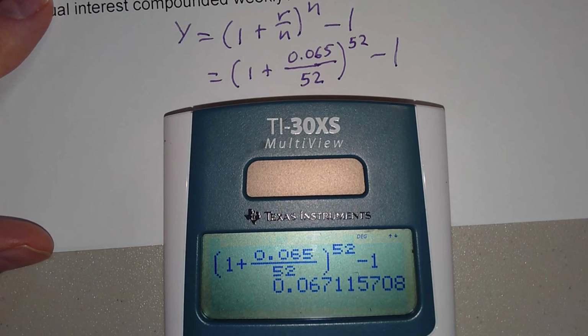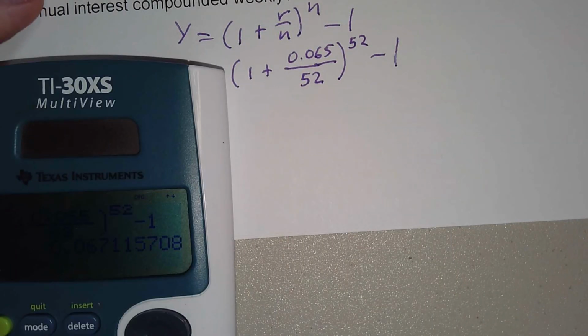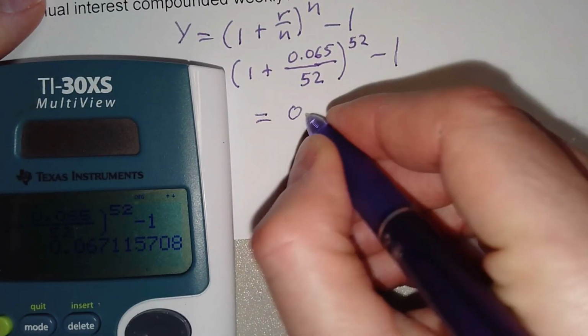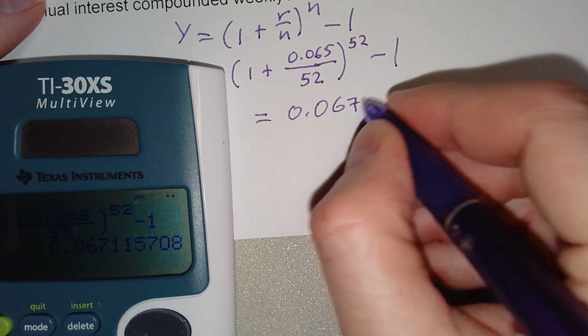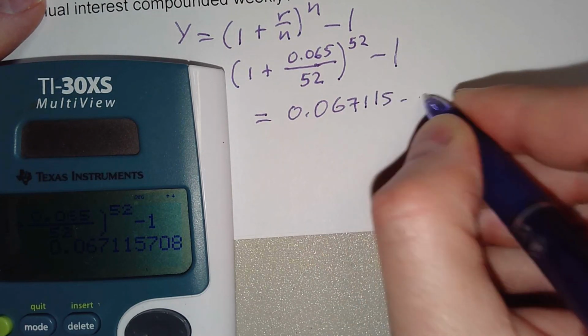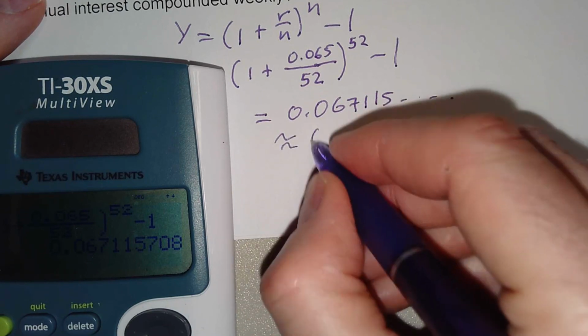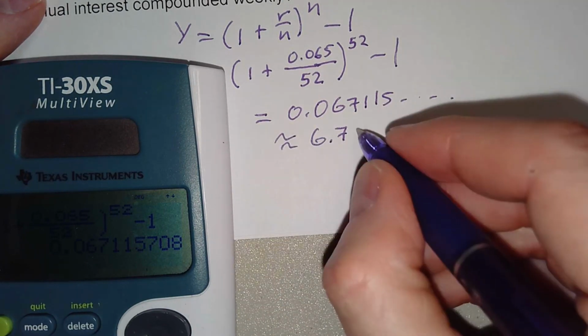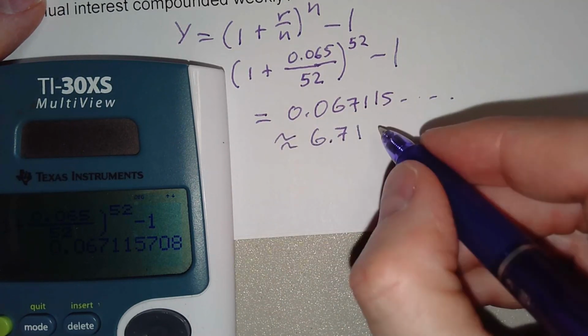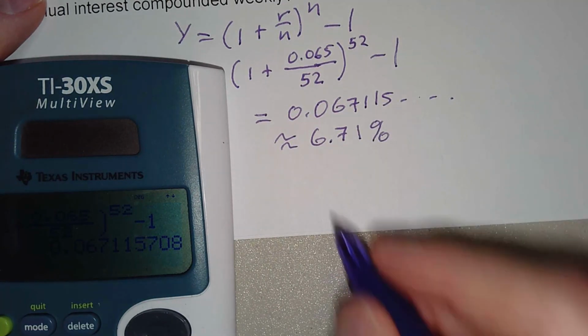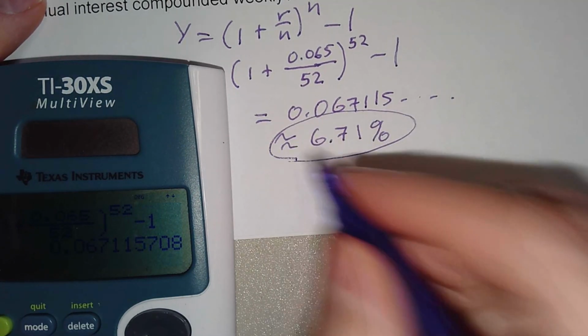So that gives us 0.067111. Going to move our decimal over 2 places and round to 2 decimal places. That gives us 6.71%. And that would be our effective annual yield.